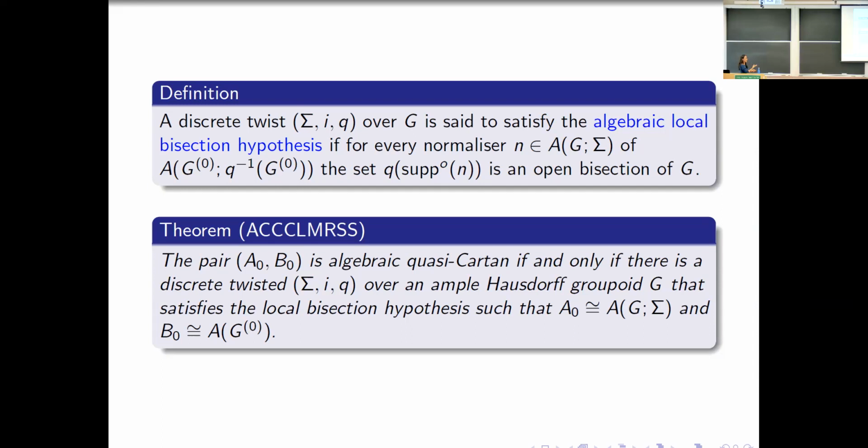So this is what I was saying previously. That's the goal we want to achieve: even if we define a weaker version of the Cartan pair, can we still realize it by a twist and a groupoid, through the Steinberg algebra, in purely algebraic language. In order to do so, this local bisection hypothesis is very essential for us to be able to realize that.